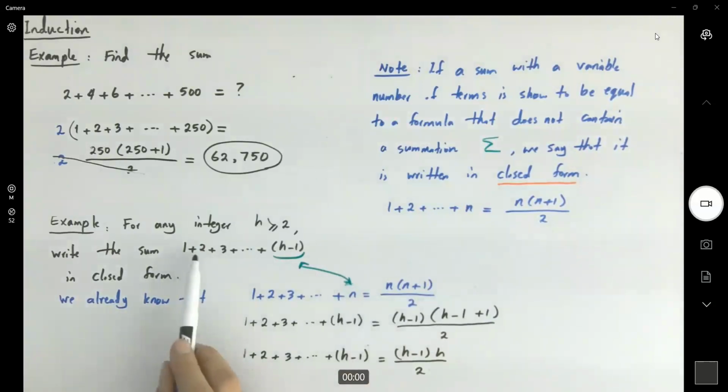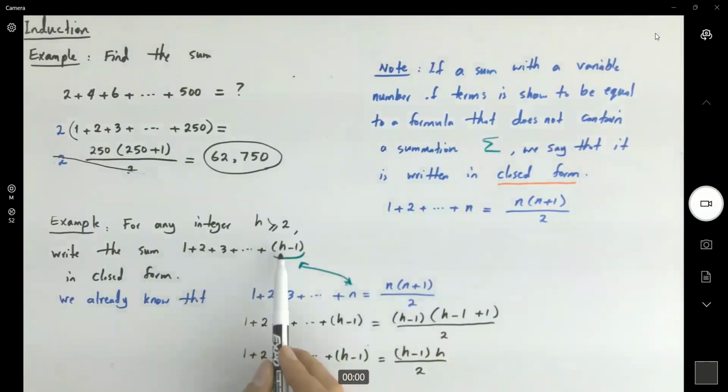If we have 1 plus 2 plus 3 plus up to h minus 3 or n minus 3, what are you going to do? You're going to just do the substitution and come up with a new formula. So this is an example of a closed form.